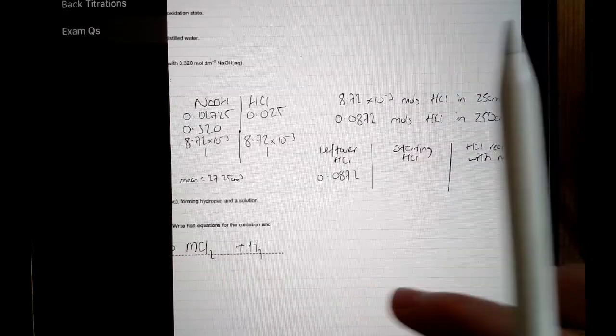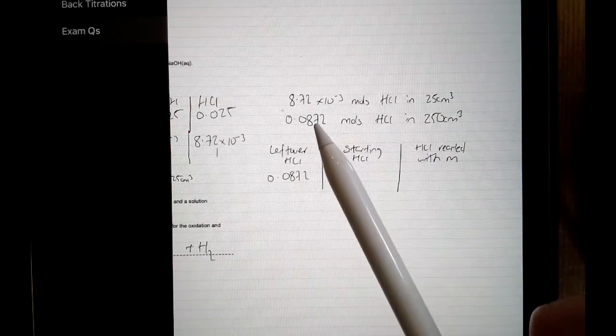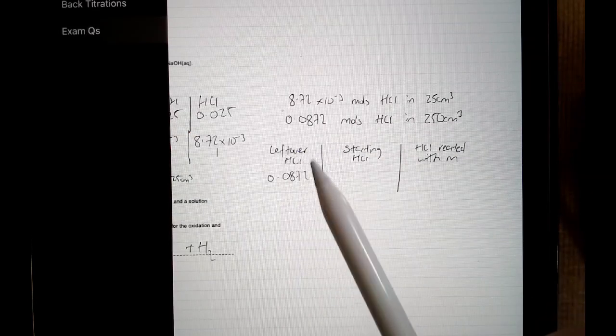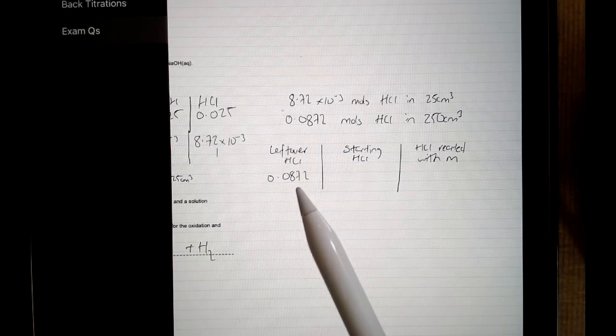So I scroll across here. From my table, I know I've got that many in 25. I times by 10 to work out the number of moles I've got in 250. So that tells me the number of HCl moles that I have left over after the reaction with the acid.